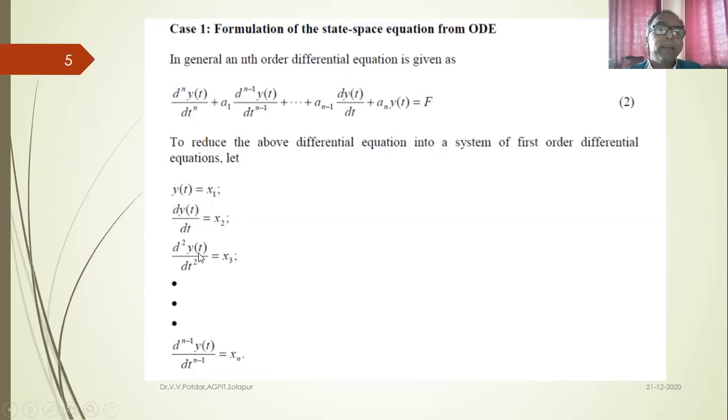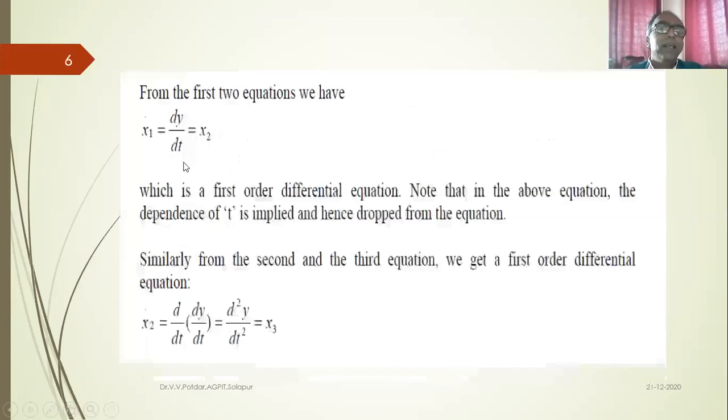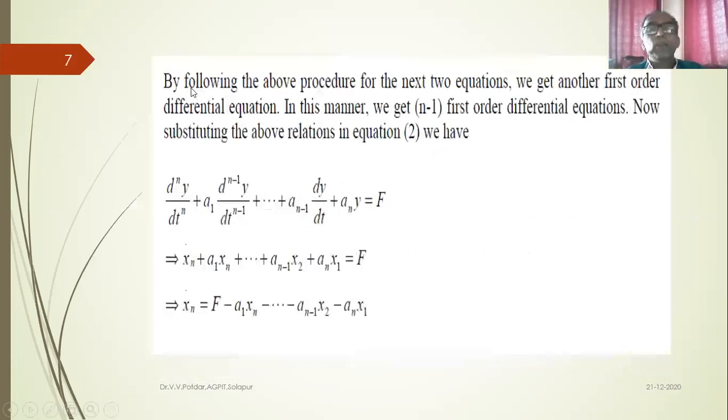And similarly, x3 will be equal to x2 dot, because x2 is dy by dt, and d by dt of dy by dt is d2y by dt square. So x3 is x2 dot, and x2 itself is x1 dot. That's what this says: x2 is x1 dot and x3 is x2 dot. By following the above procedure for the next two equations, we get another first order differential equation. In this manner, we get n minus 1 first order differential equations.